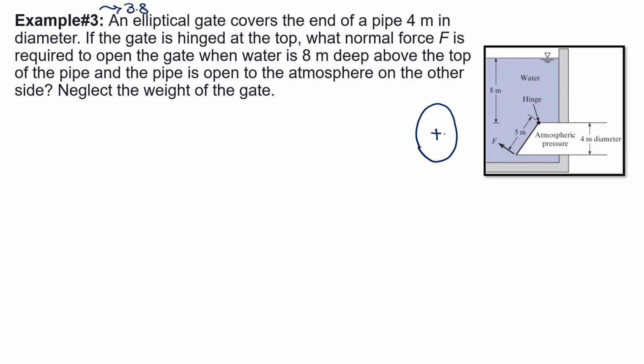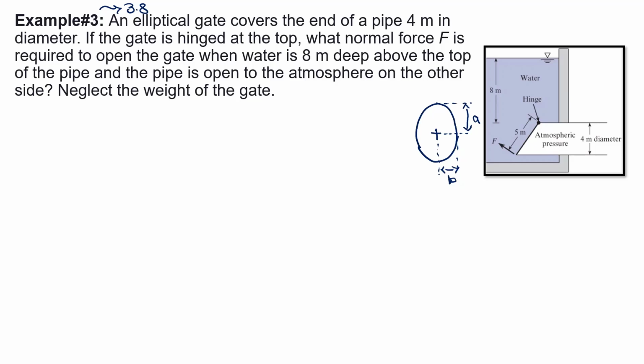If you go back to the appendix of your book, you will see that this would be A and this would be B, right in the middle of the elliptical shape. Okay, we're going to come back to it later. Basically, what we are going to find is the force F that is required to open the gate when water is 8 meters deep above the top of the pipe and the pipe is open to the atmosphere on the other side. We're going to neglect the weight of the gate as well.